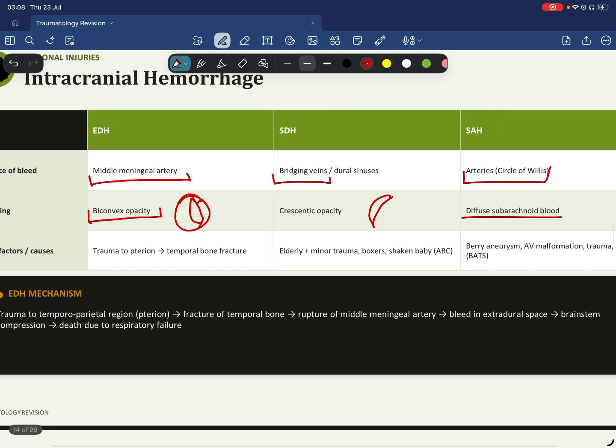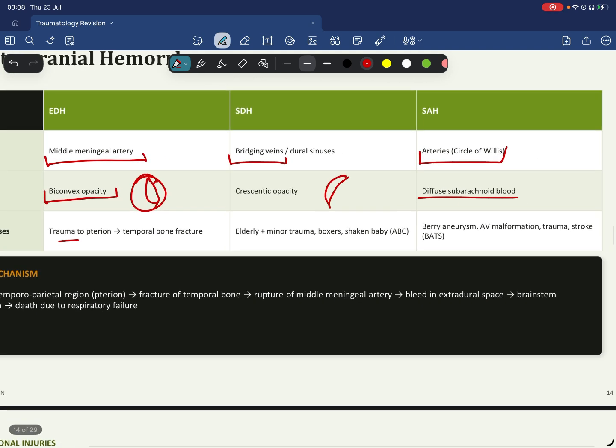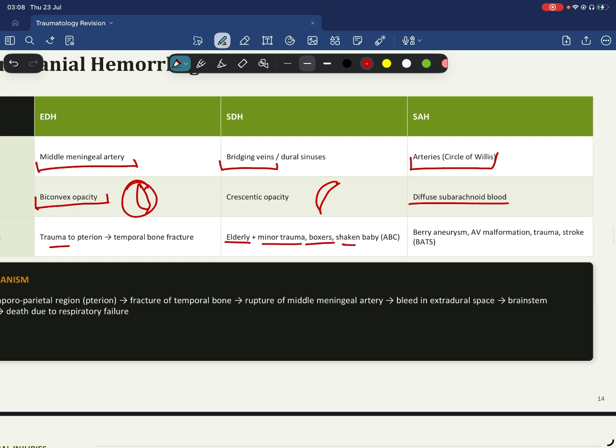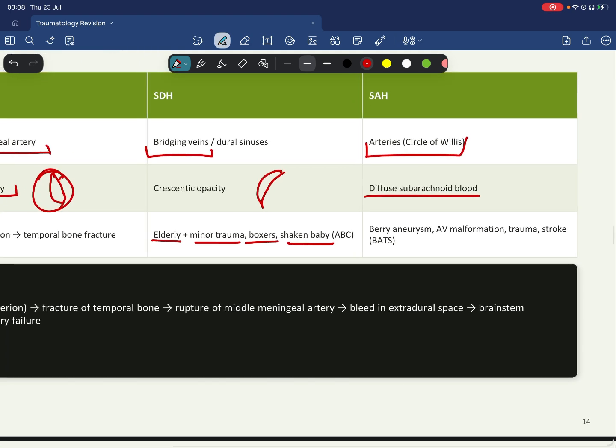Causes can be trauma. Subdural hemorrhage can be seen usually in elderly people with minor trauma, boxers, and shaken baby. In subarachnoid hemorrhage, we have the mnemonic BATS: aneurysm, AV malformations, trauma, and stroke.